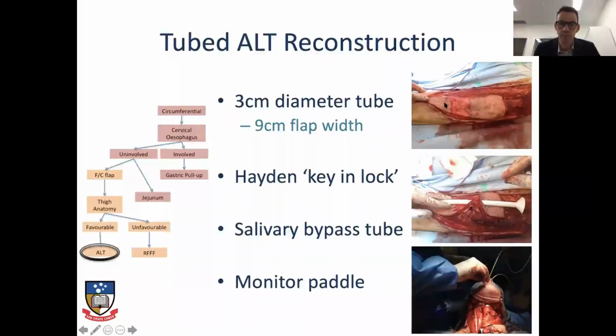Again, we can see from the top here, we have the tube part of the flap. On the right-hand side, we have the deepithelialized portion here, and then a monitor paddle created here.